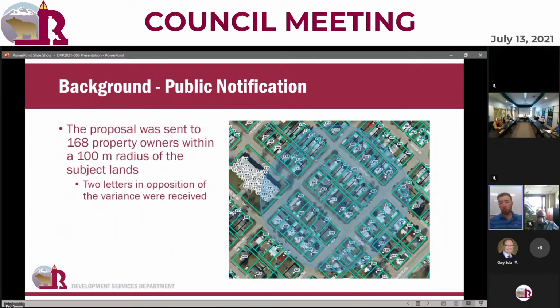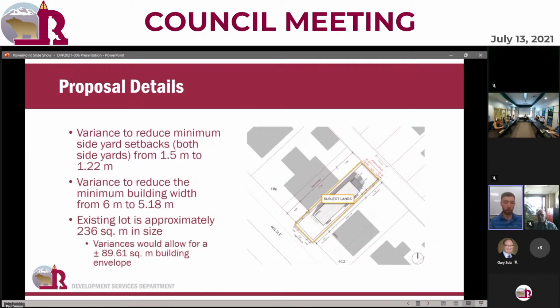So because this is a development variance permit and under the Local Government Act, anytime we are looking to vary the regulations in a city bylaw as spurred by an application, we are required to provide notice to impacted property owners. So 168 property owners were provided this notice within a 100-meter radius of the subject lands, and staff did receive 2 letters in opposition or expressing concerns with respect to the variance that are included in the agenda package.